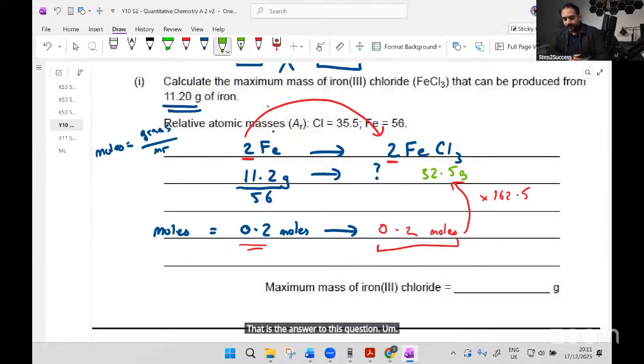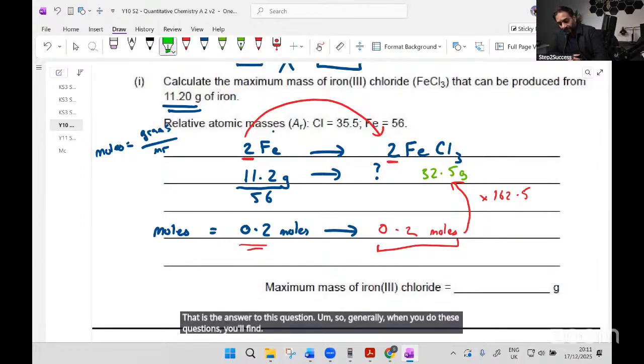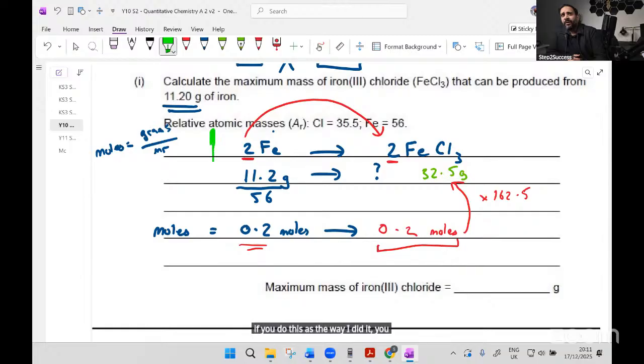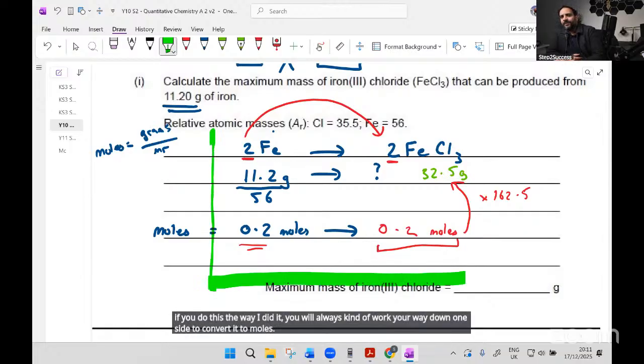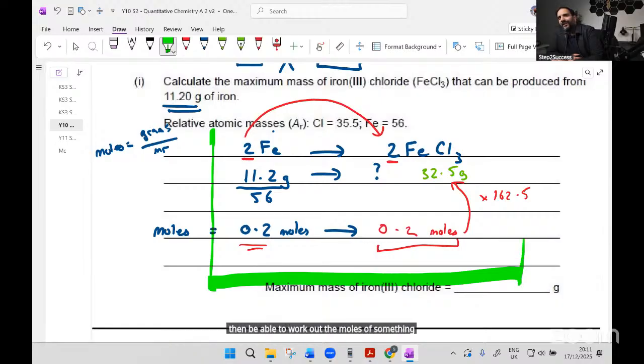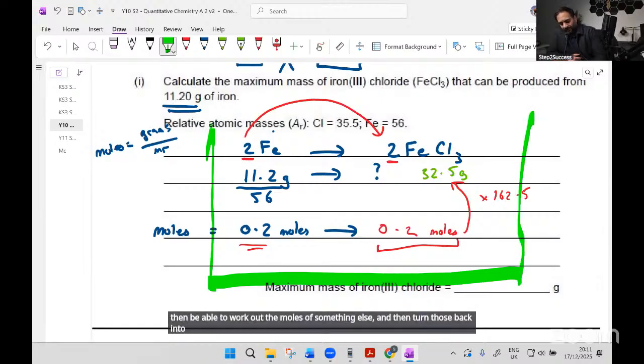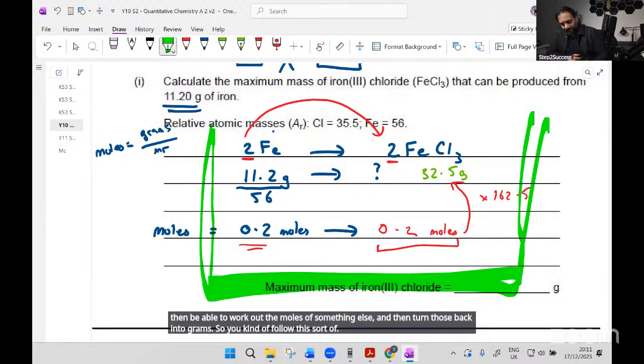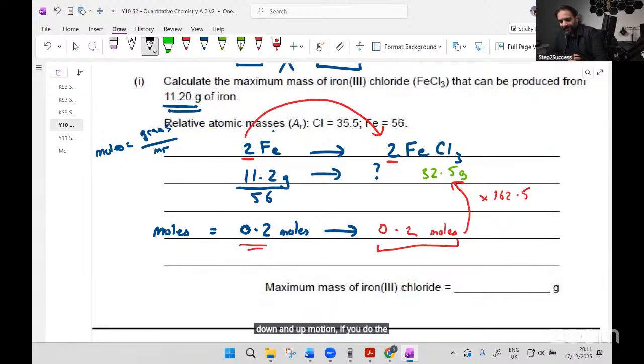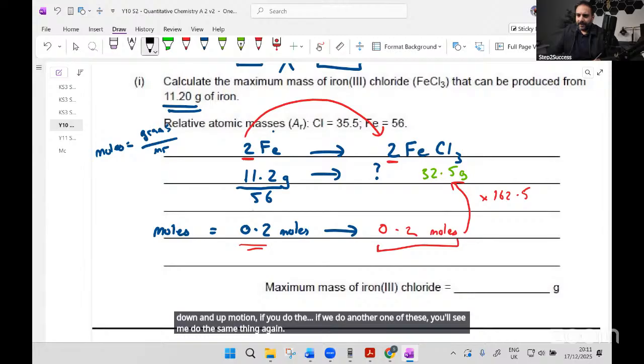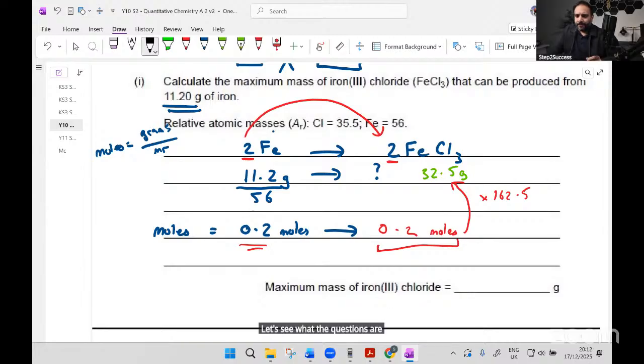So generally, when you do these questions, you'll find if you do this as the way I did it, you will always work your way down one side to convert it to moles, then be able to work out the moles of something else, and then turn those back into grams. So you follow this sort of down and up motion. If we do another one of these, you'll see me do the same thing again. Let's see what the questions are saying.